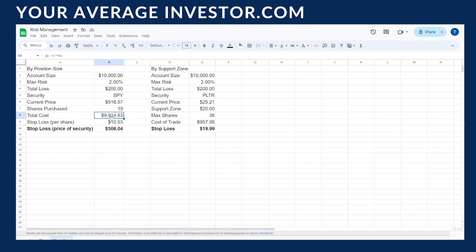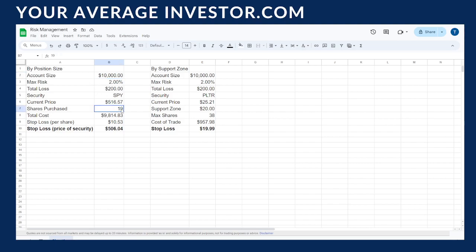And the way to calculate that is to say, okay, I'm buying this many shares, and this is my total loss. So if I take my total loss and I divide it by the number of shares that I'm purchasing, that gives me a loss of $10.53 per share. In other words, if the S&P 500 drops below $506.04, I need to exit the position and wait for a new trade. And if I do so, even though I've leveraged nearly my entire portfolio, I've only lost 2% on that trade. So that's how you leverage by position sizes. You just say, you know what? I'm going to position my entire account.